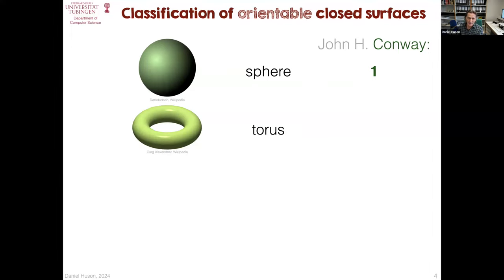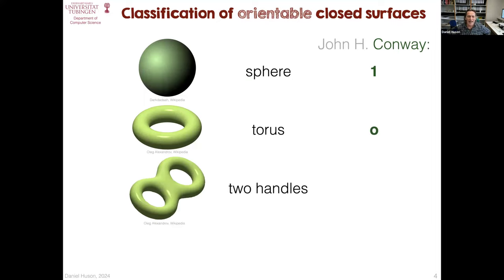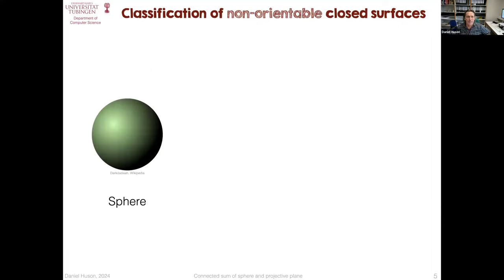The torus is another example of an orientable closed surface, and in Conway's notation, that's called ring. Then you can imagine the torus with two handles, that would be ring ring, or you could have H handles. So in Conway's notation, that's H rings.